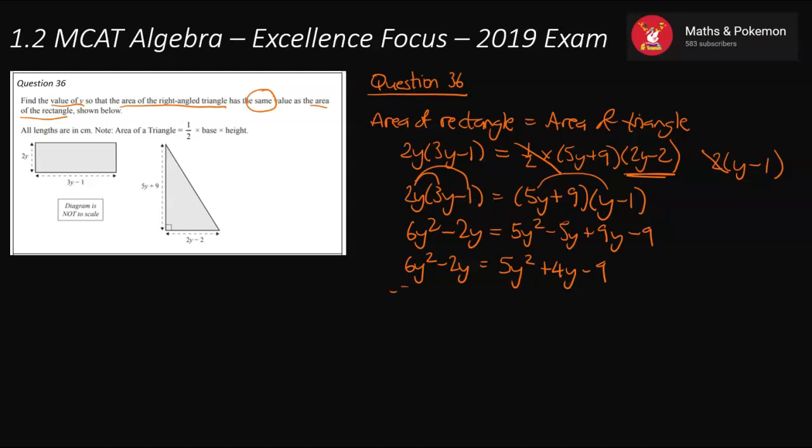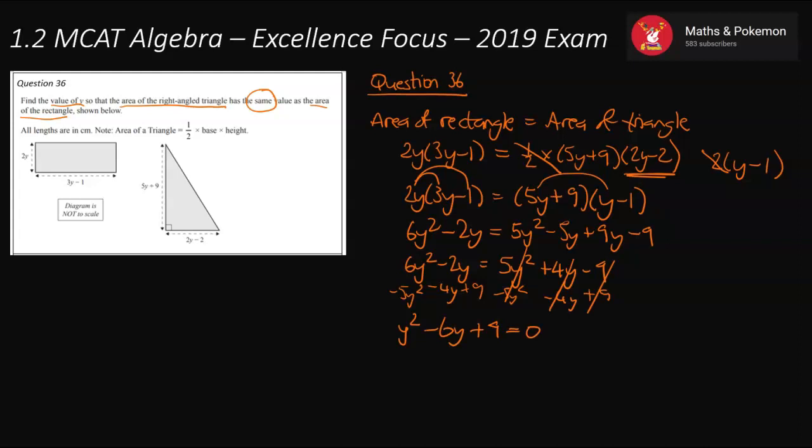So if I go minus 5y squared, these cancel each other out, minus 4y, and then we've got plus 9, those and those also cancel. So we've got, thinking of the y squareds, 6y squared minus 5y squared, that's 1y squared, so y squared. We've got negative 2y minus 4y, so that's negative 6y, and then we've got plus 9.